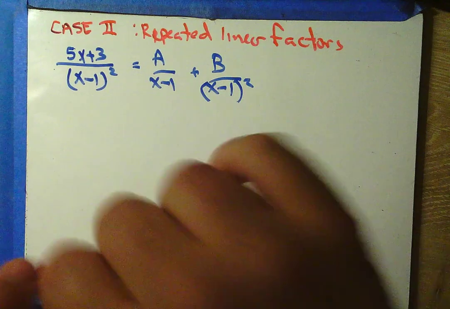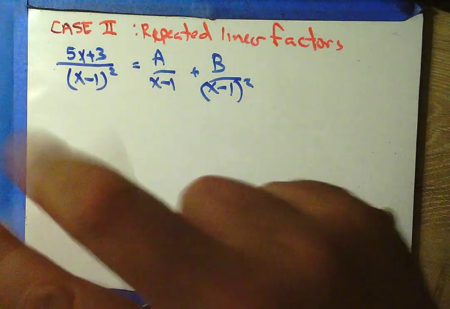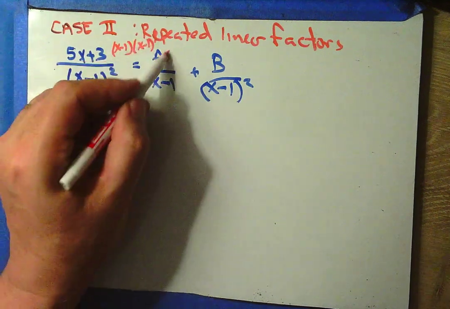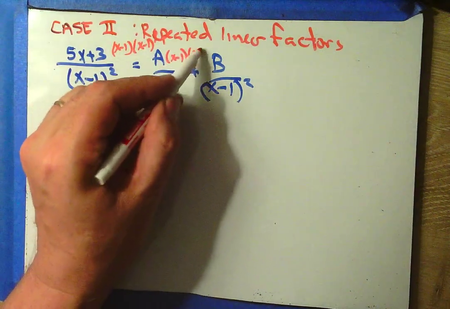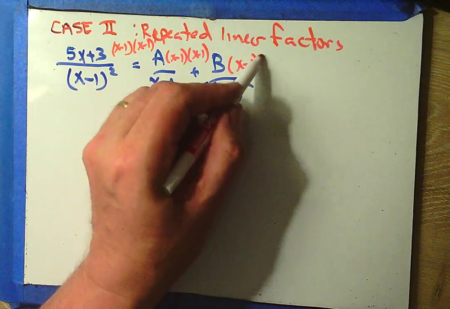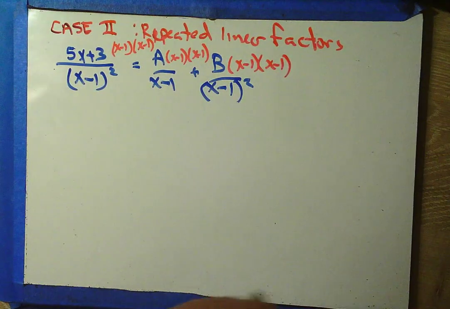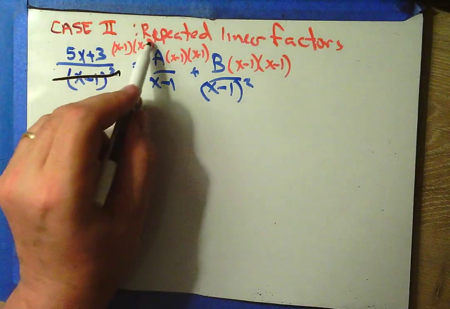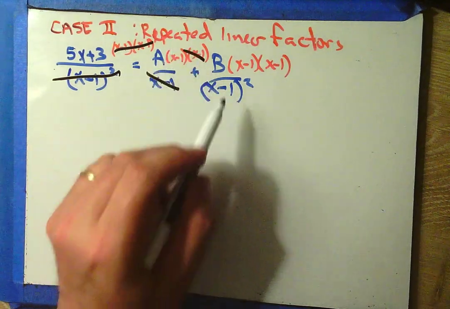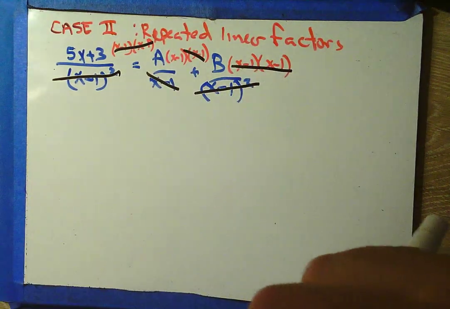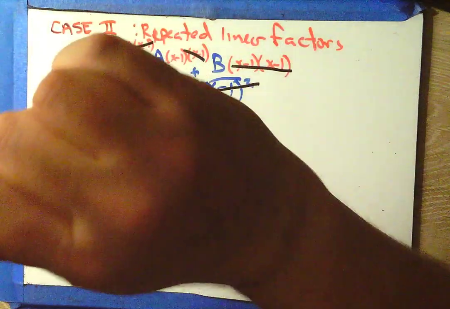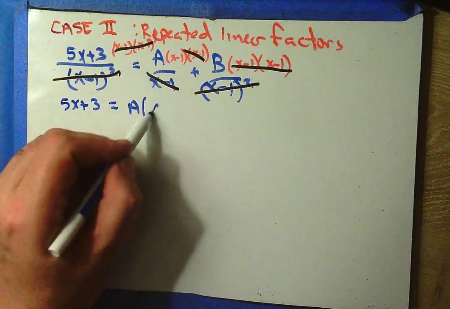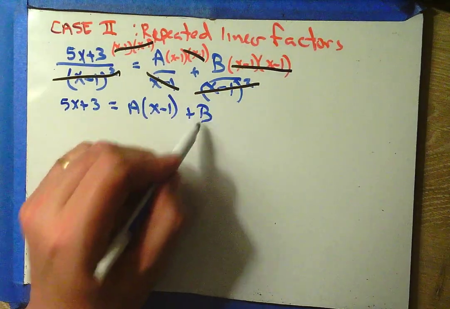Instead, this is my least common denominator. So I'm going to multiply everything by x minus 1 times x minus 1. Okay, and so now, what canceling do I have? Well, this cancels that, and this cancels that, and this cancels that. And so what am I left with? Well, there's not a lot left. There's 5x plus 3 equals a times x minus 1 plus b.